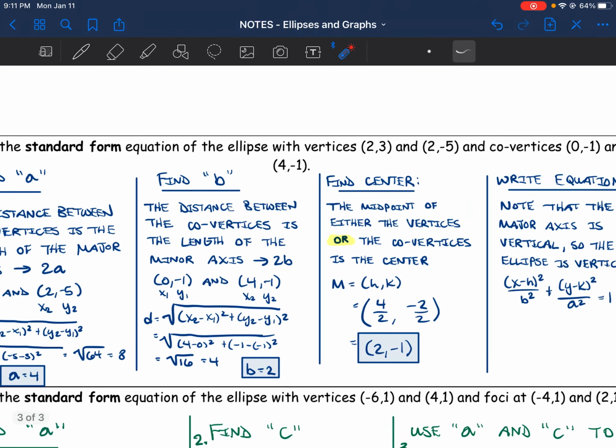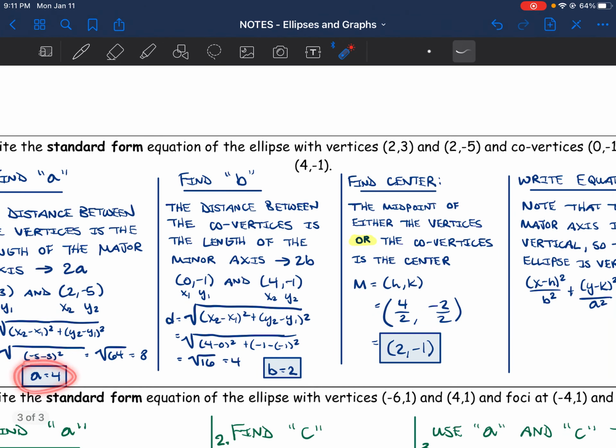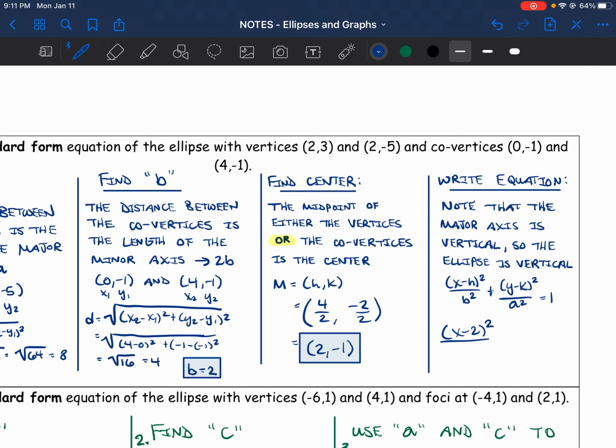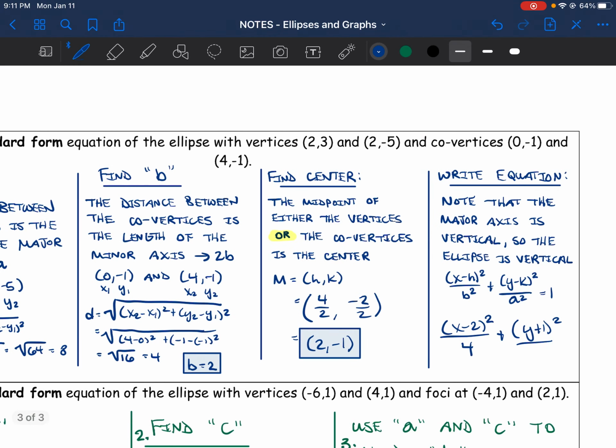So finally, now that we have all this information, we have the A term, we have our B term, and we have our center, we can now plug those into the standard equation for a vertical ellipse, and we will have x minus 2 squared divided by b squared, so 2 squared is 4, plus y minus k squared, so that'll be y plus 1 squared, divided by a squared, well, a is 4, 4 squared is 16, equals 1, and that's our answer.